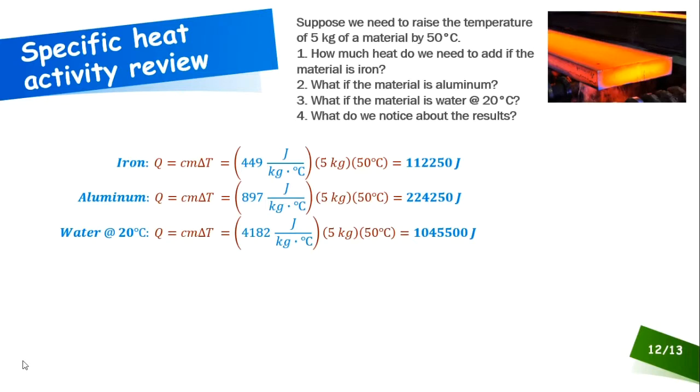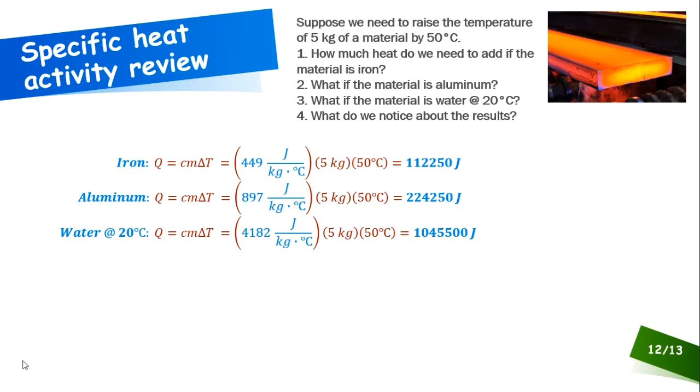Okay, here we go. So here are the numbers that you should have calculated for each of the materials. Iron with about 112 kilojoules, aluminum 224 kilojoules, and then, wow, water over 1 megajoule. So water is in a league by itself. Now, let's look for a moment at the iron and the aluminum. So aluminum about twice what we see in the iron.